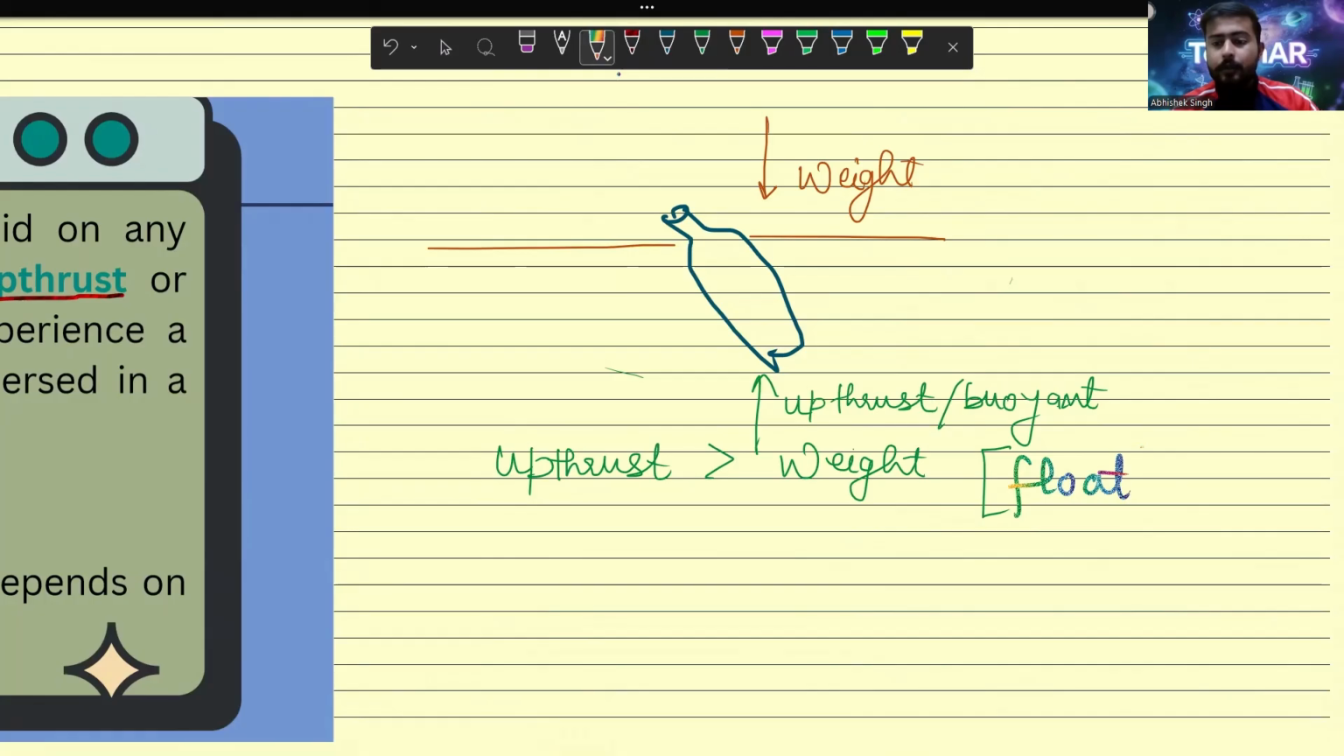Yes, it will float. And suppose the upthrust is less than the weight, or you can say the weight is more than the upthrust. At that time the object will not be able to float. It will just sink in that liquid.